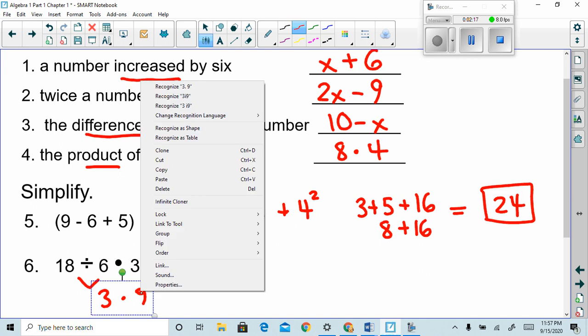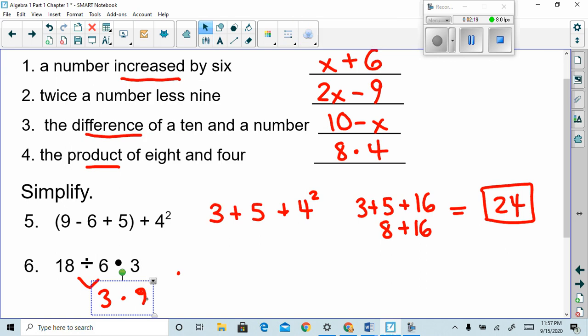3 times 3 will give me 9. And there's some examples of our order of operations.